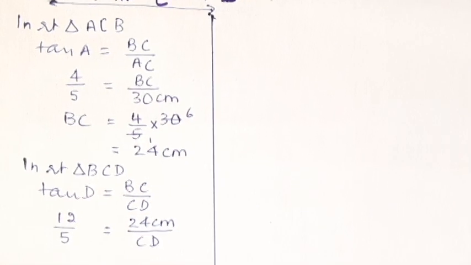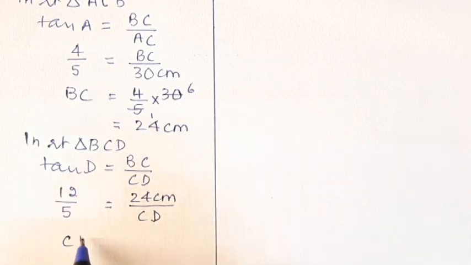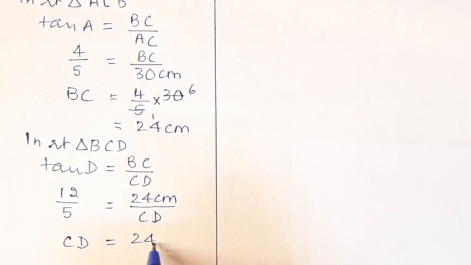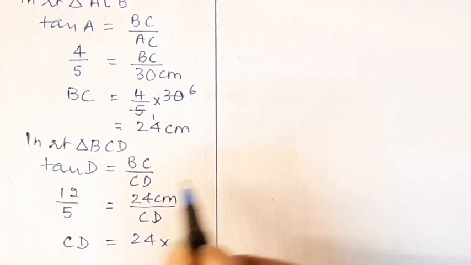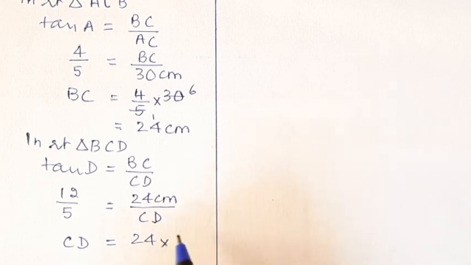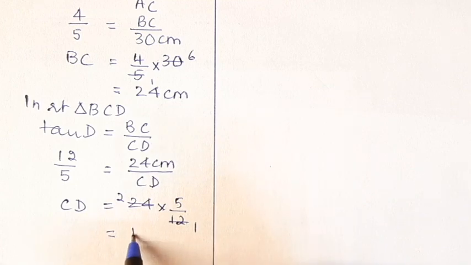And so we will bring CD to the other side. So it will come to the numerator, and 24 multiplied by, it will be 12 upon 5 going that side. So it will become 5 by 12. 12 will go here twice, and CD will be equal to 10 centimeter.